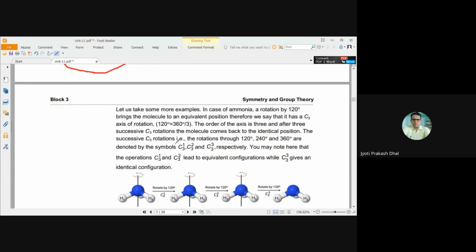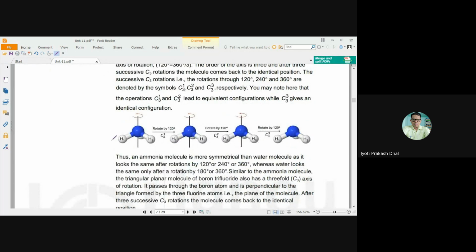Now let us consider some other examples. We will consider the example of the ammonia molecule. We know that the shape of the ammonia molecule is trigonal pyramidal, or simply pyramidal. The three-dimensional structure is like this. Here one lone pair of electrons is there. So this is the three-dimensional image of the ammonia molecule.